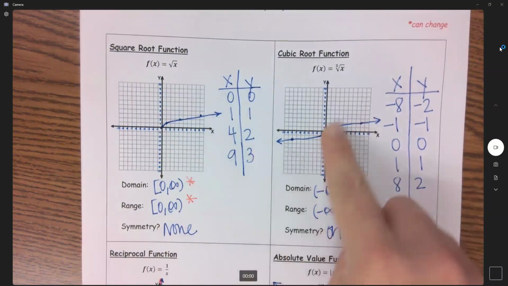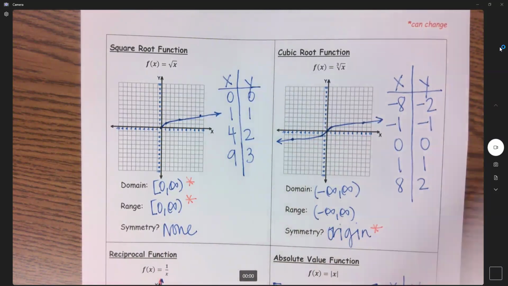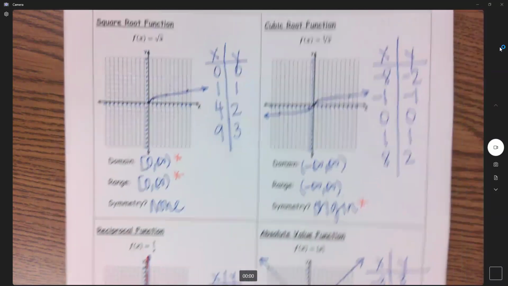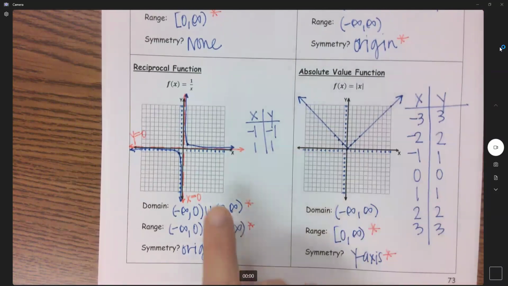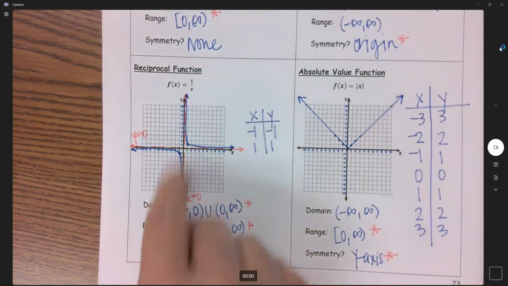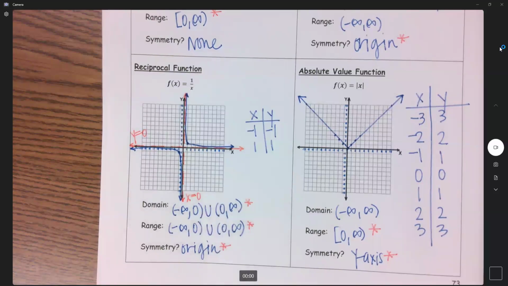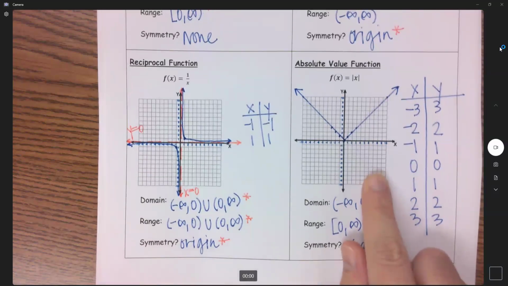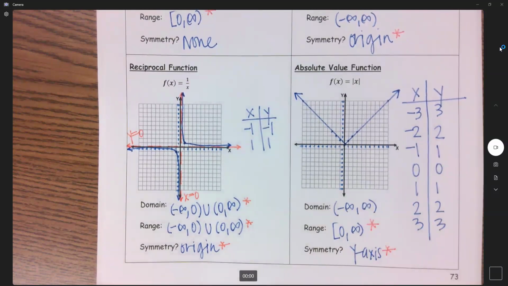If you see this more S bendy going more side to side versus up and down, then that's your cubic root function. If you see your two sides being opposite of each other, that's your reciprocal function. And then lastly, if you see a V-shaped graph, we need to know that that means absolute value.